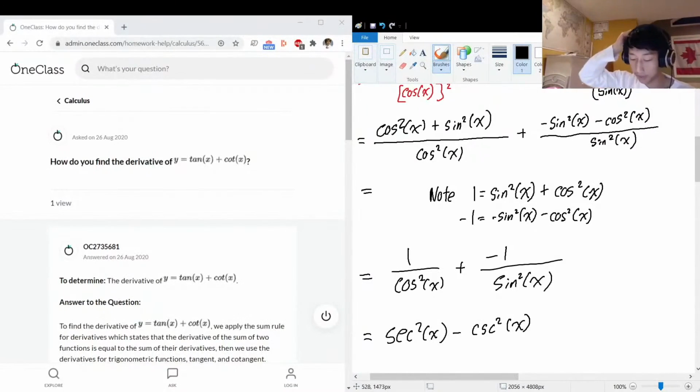And that means the same thing, but it should be perfectly valid for you to leave your answer as either what you see here or what you see here. Should both be valid.